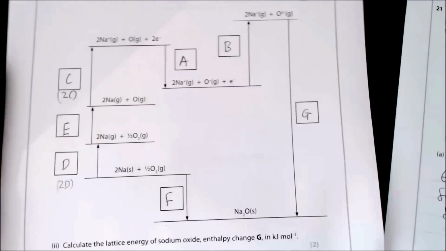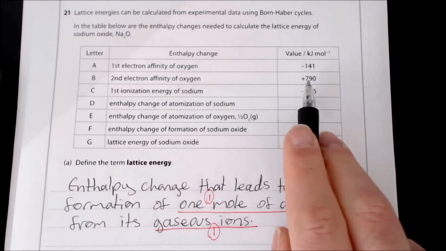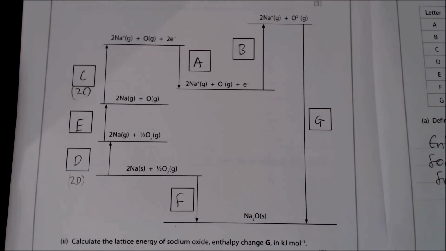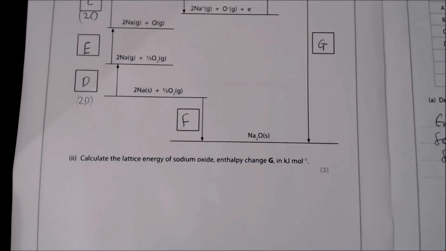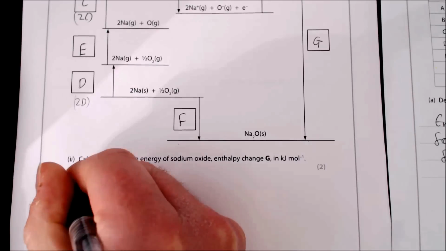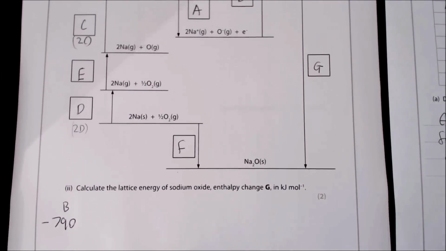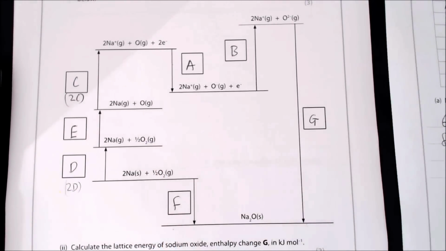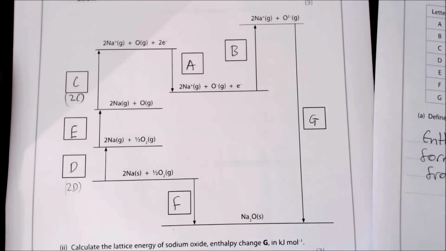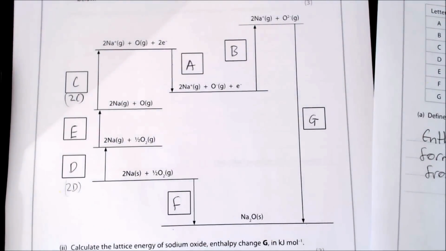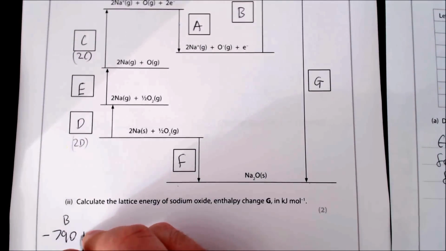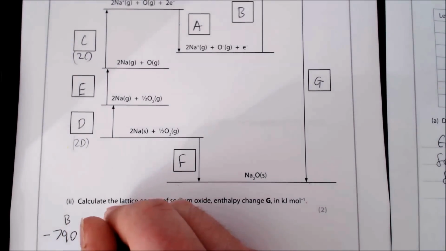So this one was B. So B was the second electron affinity of oxygen, which is plus 790, as you can see on there. So because we're going against the arrow, we're going to change the sign to minus 790. So we're going to write it all down here. So we're going to start with minus 790. And we said that was B. And the next one is A. So this is A here. A had a value of minus 141, as you can see here. But we're going against the arrow here, so that's going to be plus 141. So we put that there, plus 141, and we said that that one was A.